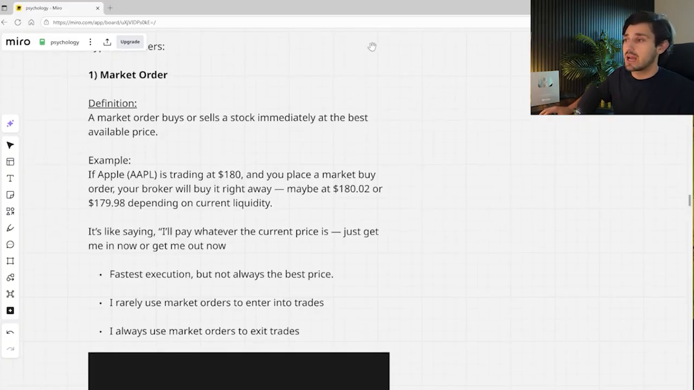So let's say, for example, Apple is trading at $180 and you place a market buy order. That order is going to fill you right away. However, it's not going to fill you at your desired price.